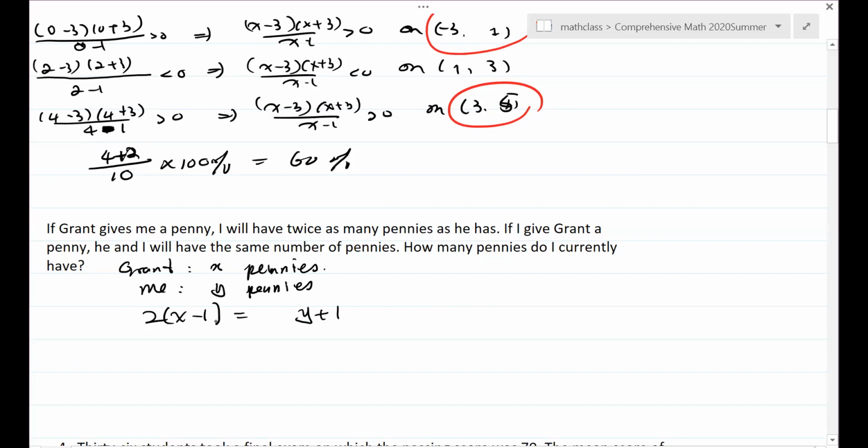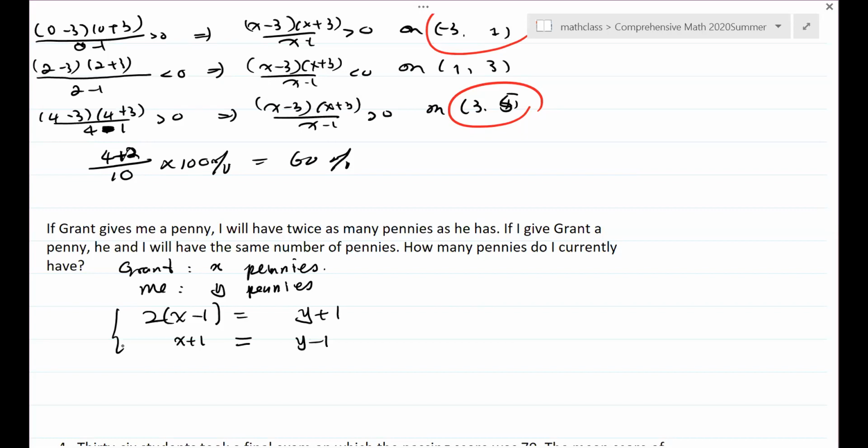If I give Grant a penny, Grant is going to have X plus 1 pennies, and I'm going to have one less penny. Then we're going to have the same number of pennies. So those are the two equations. Once you get two equations, you know how to solve it. We are looking for X or Y. How many pennies do I have currently? But you can find X first, then solve for Y. That's probably the easiest way.